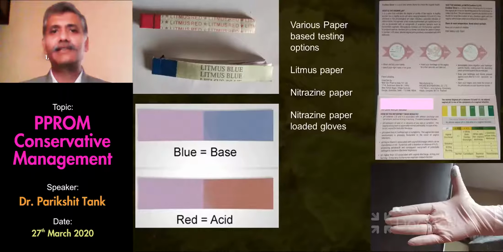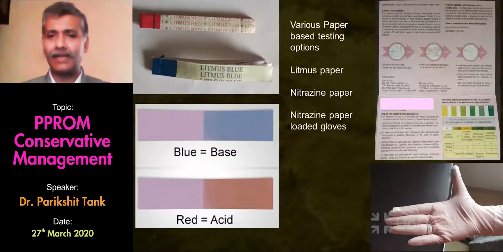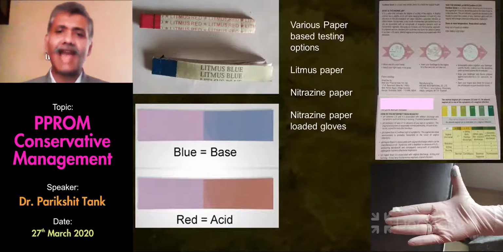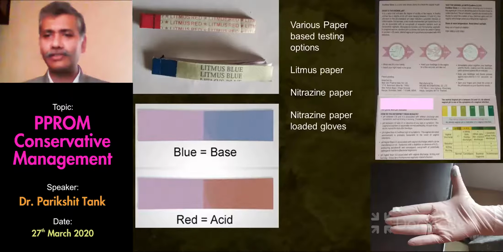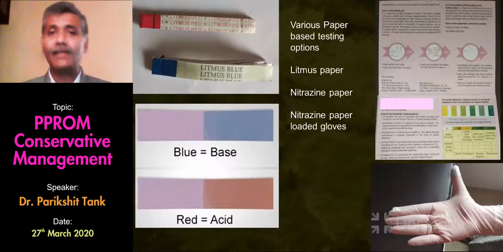Of course, there is litmus paper, which is the one which we've all used as children in chemistry labs. And then there is nitrazine paper, which is also useful. Nowadays, nitrazine paper loaded gloves are available where the thumb and the index finger have particular added elements. So the index finger has a very small, tiny strip of gauze, and the thumb has the nitrazine paper. So when an examination is performed, then that gauze can be touched to the nitrazine paper and this can give us a reading.